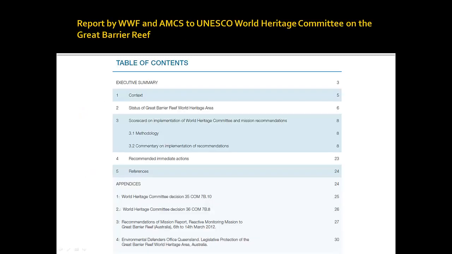So here's a few examples. This one is a report by WWF and AMCS to UNESCO about the Great Barrier Reef. You can see at the top of the page it has a table of contents, and there is a summary there, a summary of the whole text. And then we have numbered headings and subheadings here, and they make up the body of the report. There are some references and finally some appendices, and they're listed there. And page numbers are listed down the right-hand side.